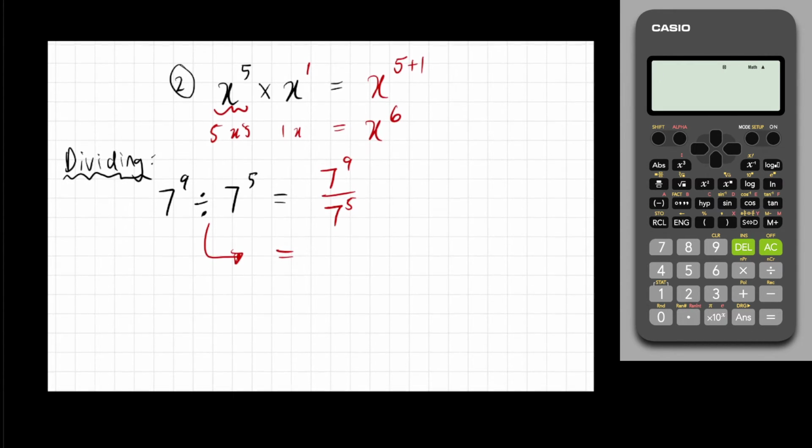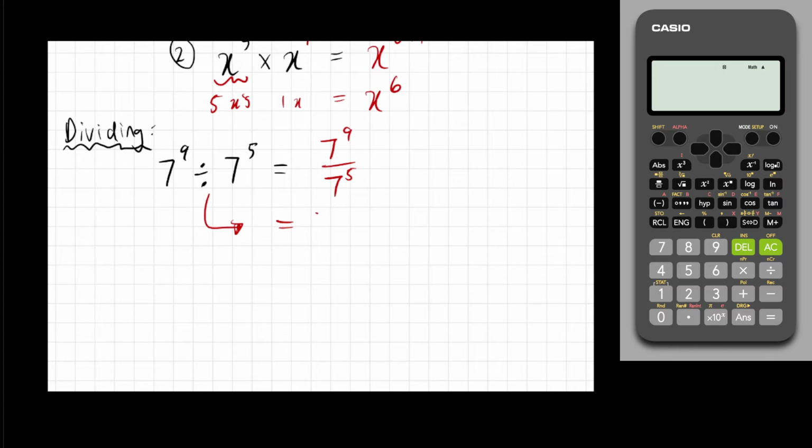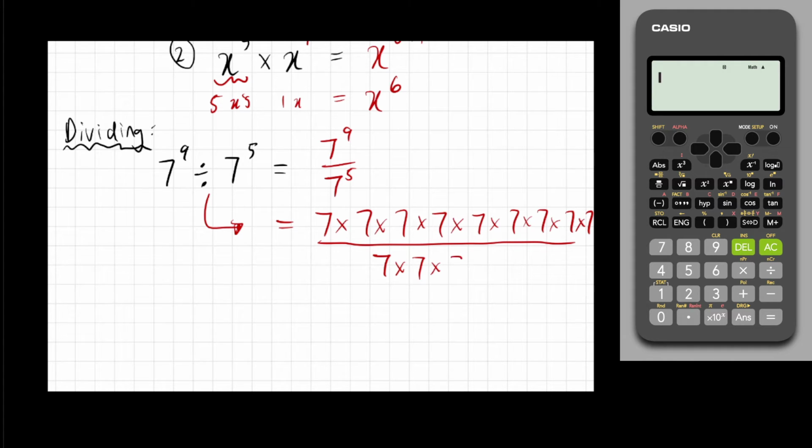We're going to write it as a fraction because what we're going to do now is write out our 7, how many times? 1, 2, 3, 4, 5, 6, 7, 8, 9 times. Okay? And we're going to divide it. How many times are we going to put it on the bottom? Well, 1, 2, 3, 4, 5. Now, whenever I see a 7 on the top, I can cancel it out with the 7 on the bottom.